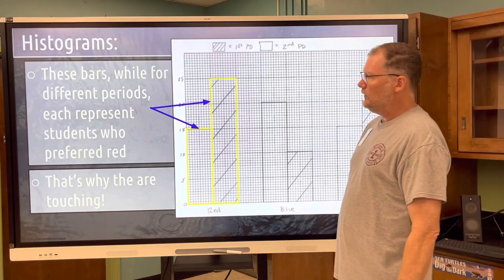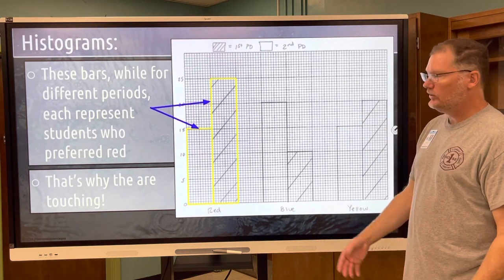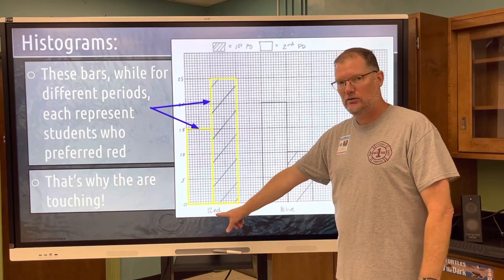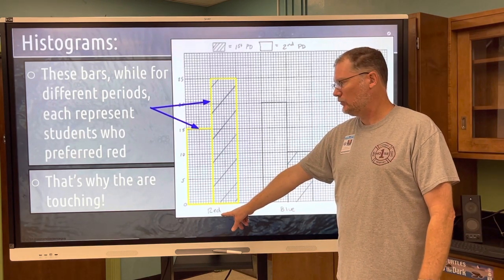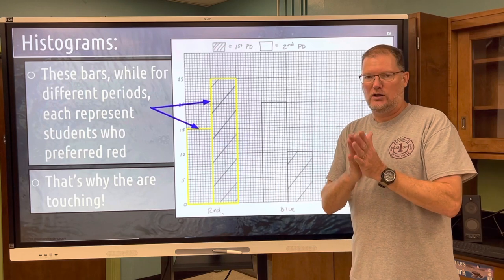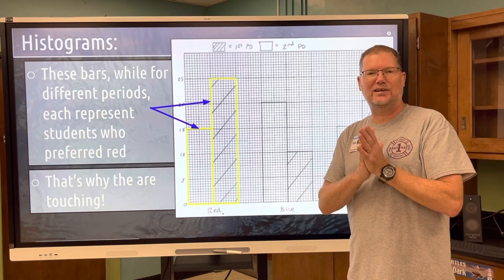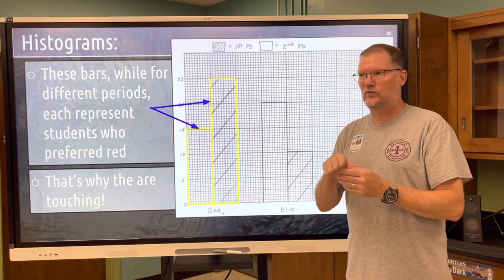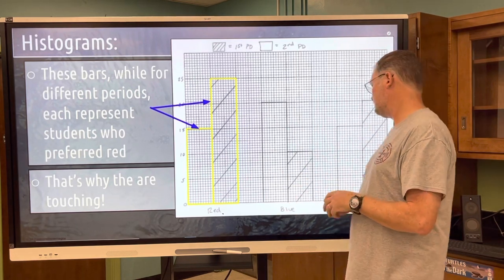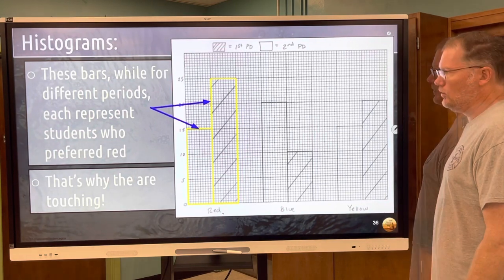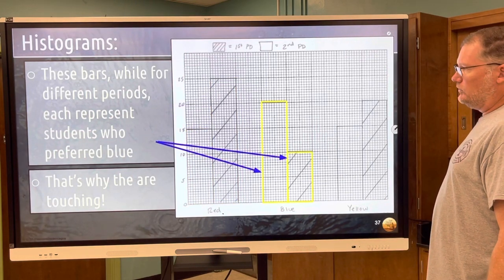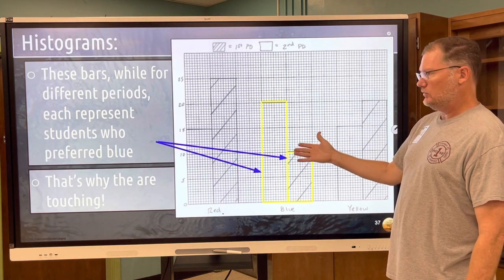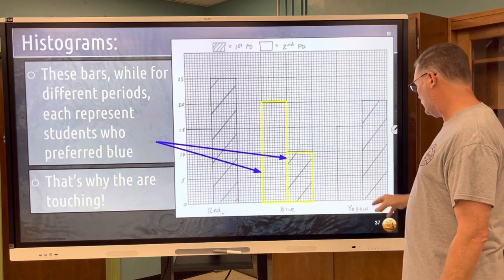So these bars, while for different periods, each represent students who preferred that piece of data, okay? And that's why they're touching. They're only touching because they represent the same measurement, okay? Different numbers, but same measurement. And of course, these bars, while for different periods, represent students who preferred blue, and then these would be for yellow.